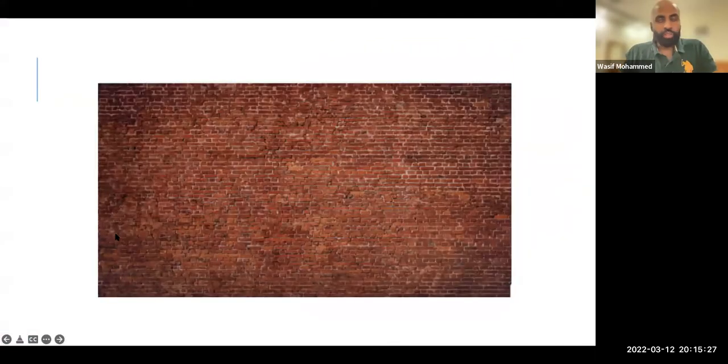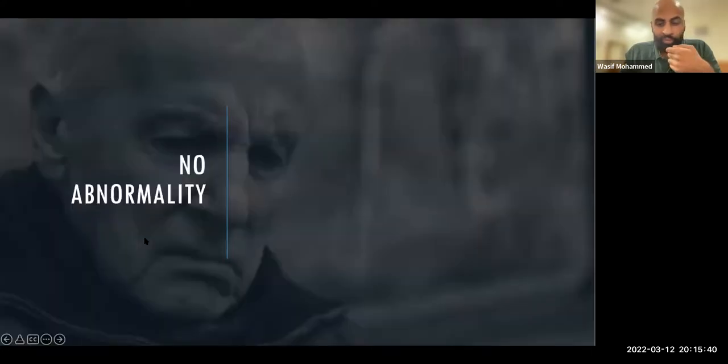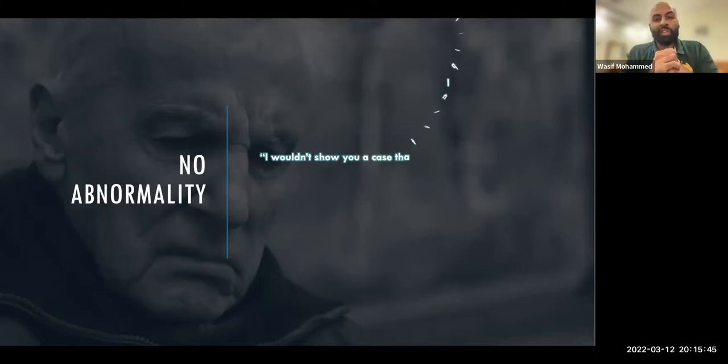So what do you do when you hit a brick wall? Despite following the formula, despite following the structure and preparation and everything, you have hit a brick wall. You don't know what to do. So when I would hit a brick wall, I would go back to three main quotes. The first quote is actually from one of the external examiners.